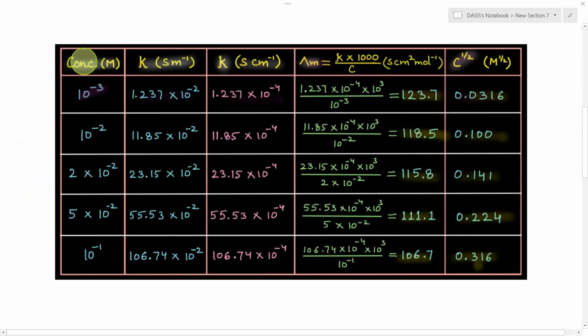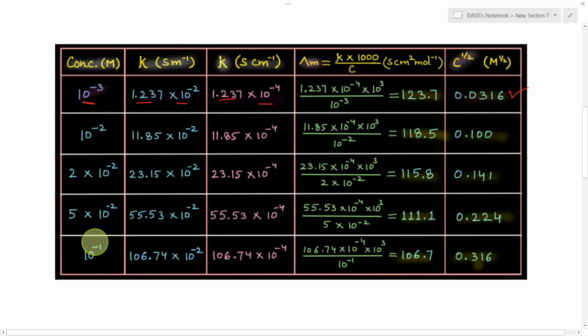Now, I had made the tabulation for this one, that is concentration 10 to the power of minus 3. The kappa they had given is 1.237 into 10 to the power of minus 2, so I had converted it into Siemens per centimeter, that is 1.237 into 10 to the power of minus 4. By using the formula, molar conductivity is equal to kappa into 1000 by C, we get the value 123.7. This is what I worked out. That is the C to the half value, the square root of the concentration, which is equal to 0.0316. So this is the value we worked out. Like this, you have to work out for all the concentrations given.